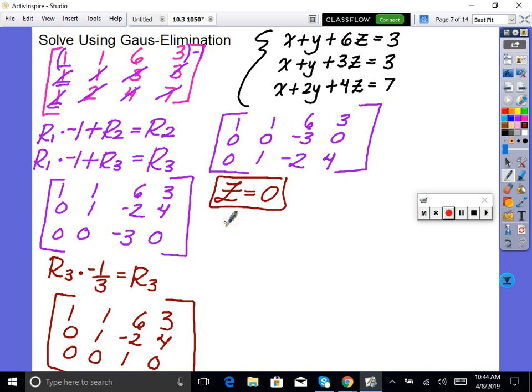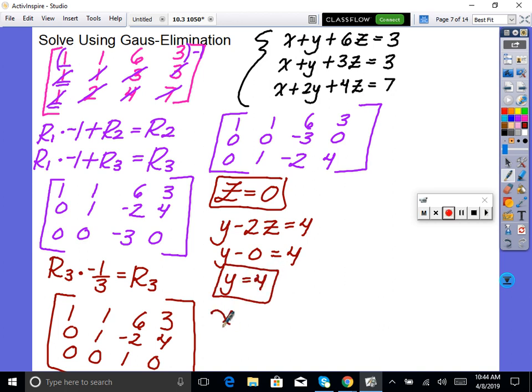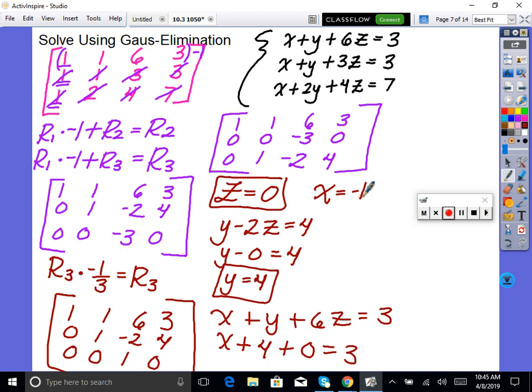Then we have our y minus 2z equals 4. Therefore, let's plug in 0. So that's y minus 0 equals 4. So doesn't y equal 4? And then we have our top true statement, x plus y plus 6z equals 3. Plug in what we know, y is 4 and z is 0. So x plus 4 plus 0 equals 3, because 6 times 0 is 0. So x equals negative 1, and we're done. So you get negative 1, 4, 0.